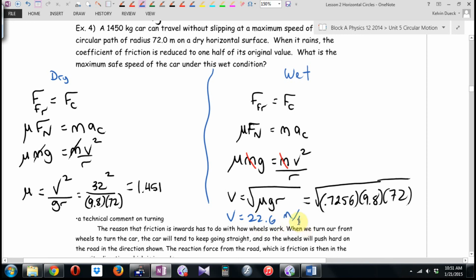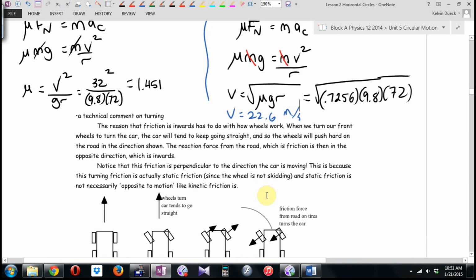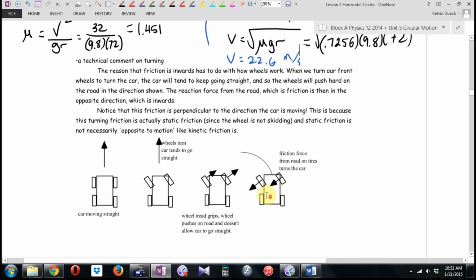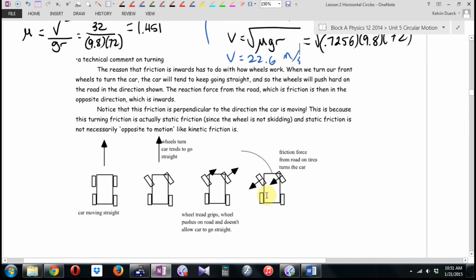A little bit more, and then I'll give you the rest of class. Technical comment on turning. The reason friction is inwards has to do with how wheels work. When you turn your front wheels to turn the car, Newton's first law kicks in. The car wants to keep going straight. So because the car wants to keep going straight, but you've turned the wheels, they apply a force this way to the road. What does the road do?